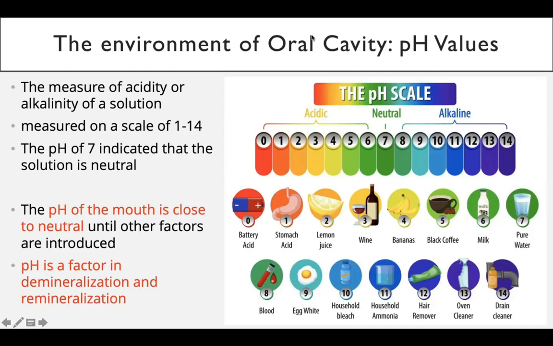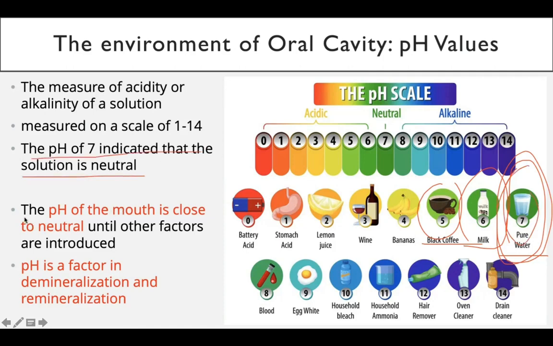Here, it is important to know, we have black coffee at 5, milk at 6. Milk is slightly acidic, because of the bacteria, and then pure water at 7. We make the comparison with the water, which is at 7, neutral. The pH 7 indicates the solution is neutral. The pH of the mouth is close to neutral. It's not neutral, but it's close to neutral until other factors are introduced, like any acidity or alkalinity.